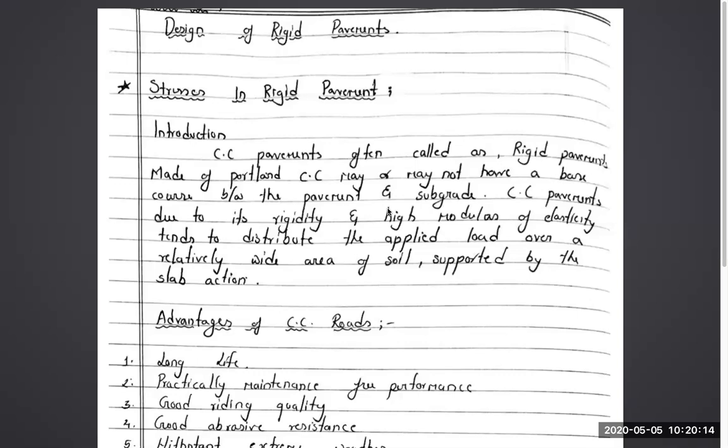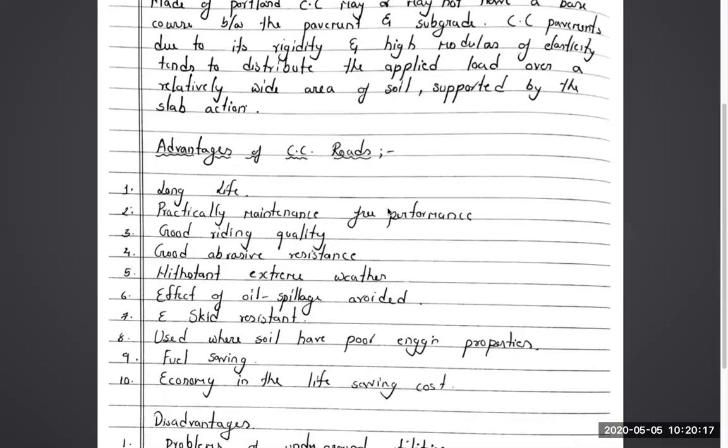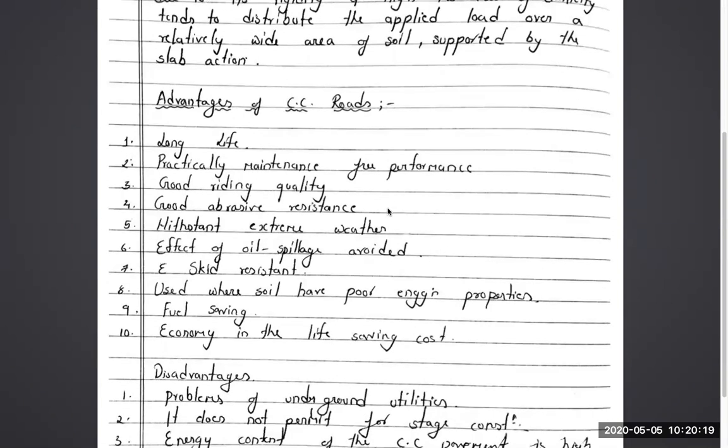Some of the advantages I have just mentioned here: they have a long life, as I discussed. These are designed for 40 years. And maintenance free, the only maintenance is that of joints. If you maintain the joints properly with the proper filler and sealers, that is more than sufficient. And you always get a good riding quality in case of CC pavement. No undulations as such as you find in flexible pavement. And you have better abrasion resistance.